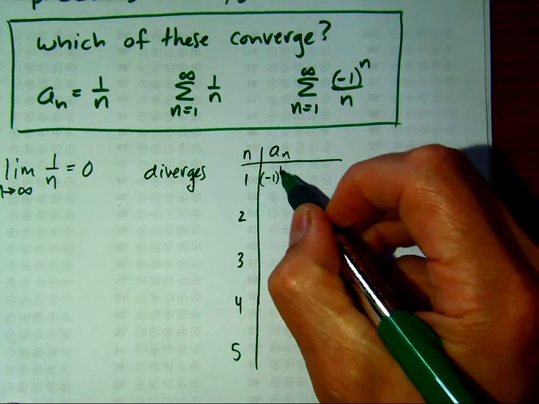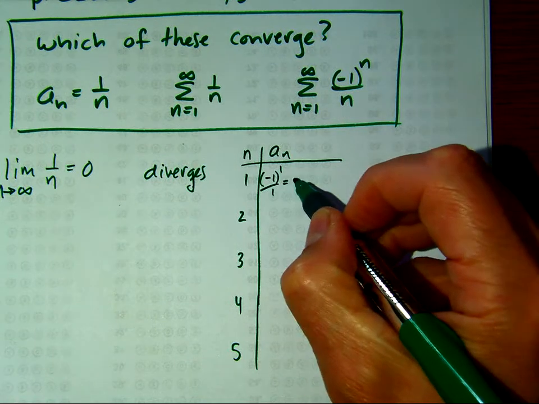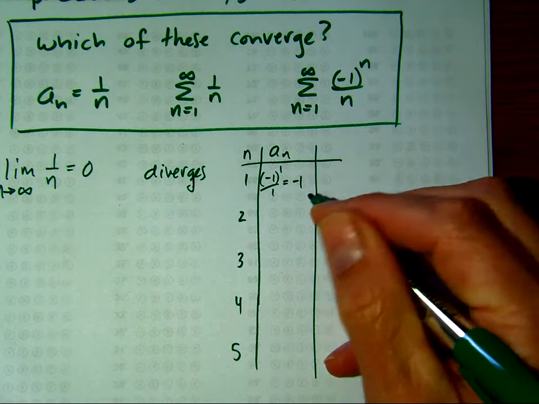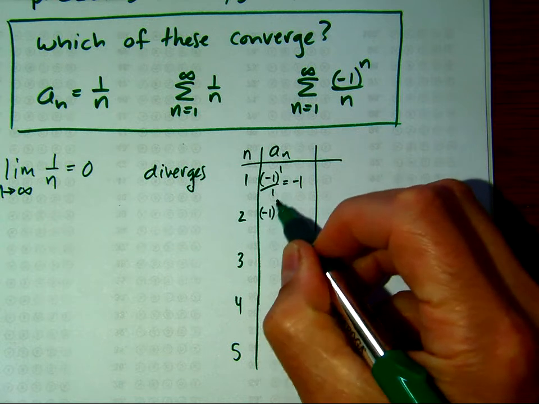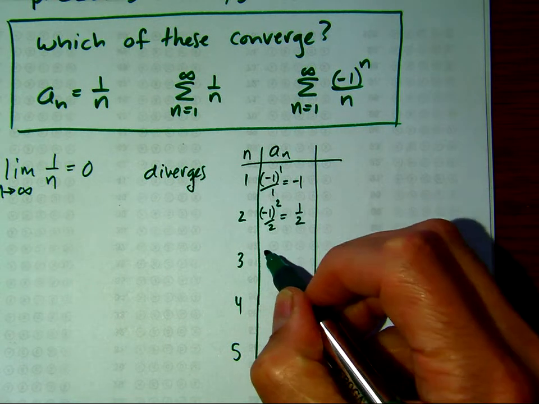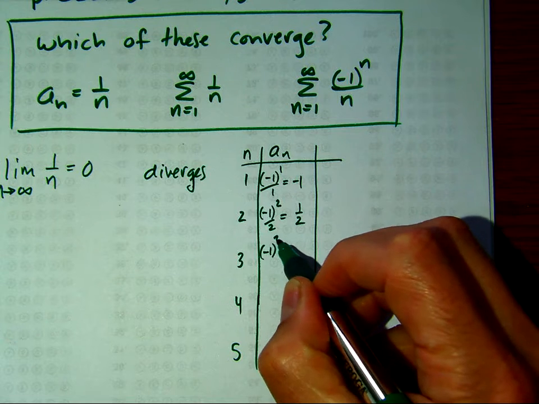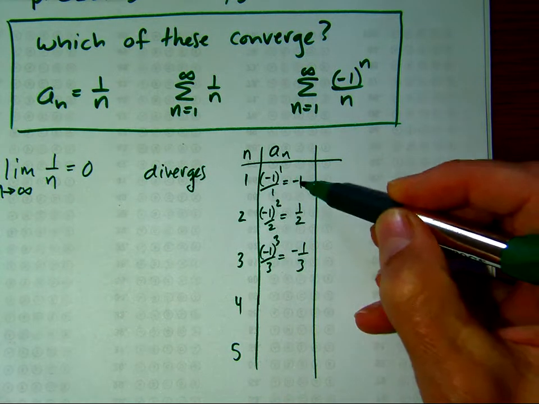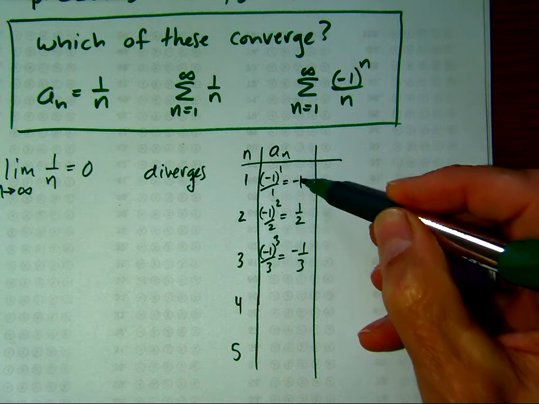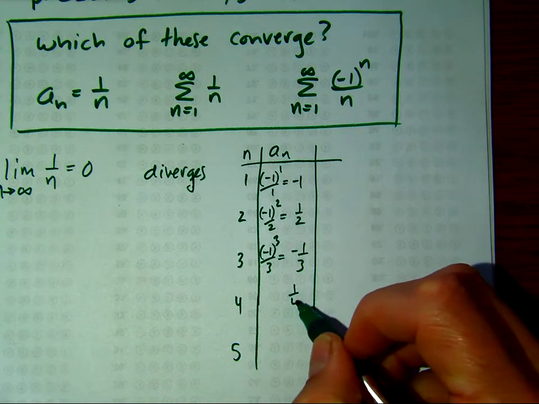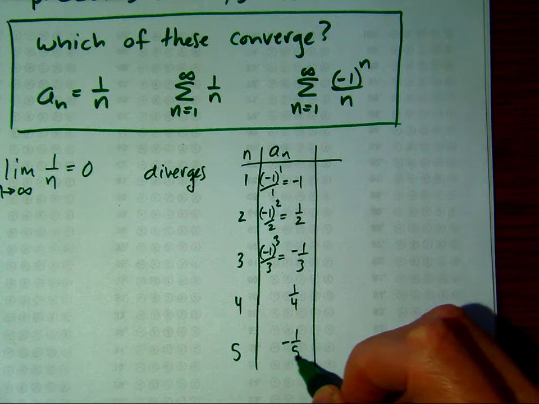-1 to the 1 over 1, we have -1. -1 squared over 2, we have +1/2. -1 cubed over 3, we have -1/3. So now we can see the harmonic sequence, and the signs are going to alternate. So now we go to +1/4, -1/5.